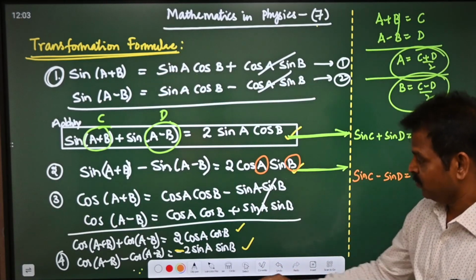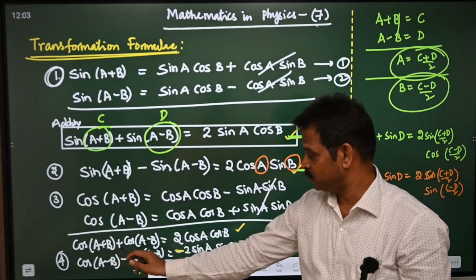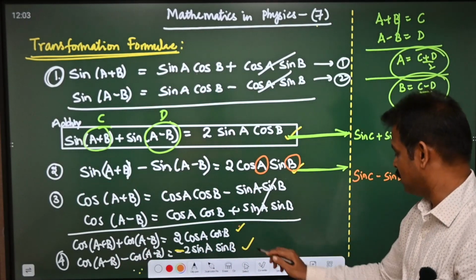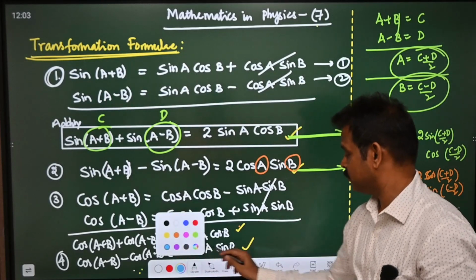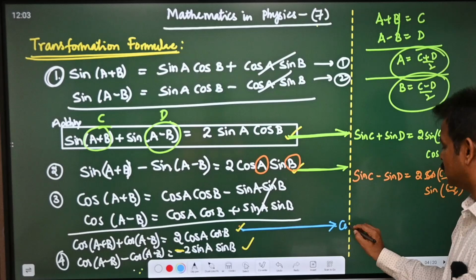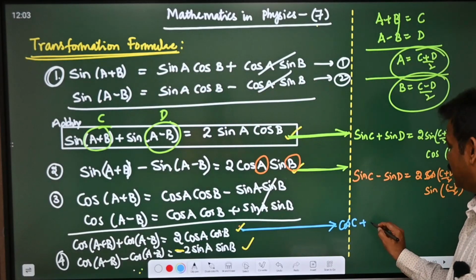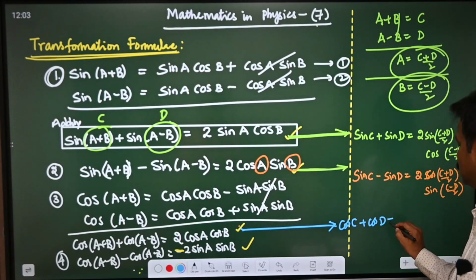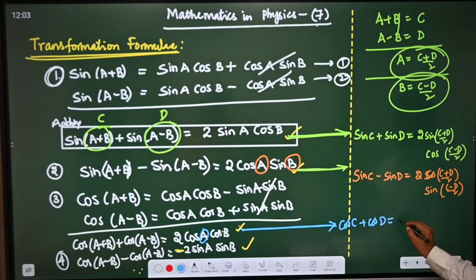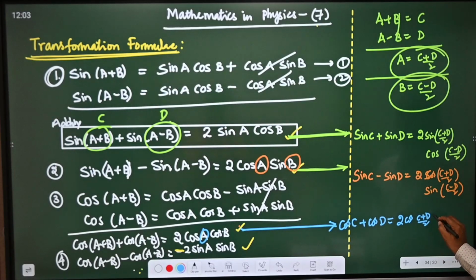Now the third one, we know cos A plus B plus cos A minus B is 2 cos A cos B. This equation now we can write as the third equation, cos C plus cos D is, wherever A is there, replace with C plus D by 2. This will become 2 cos C plus D by 2 and cos C minus D by 2.